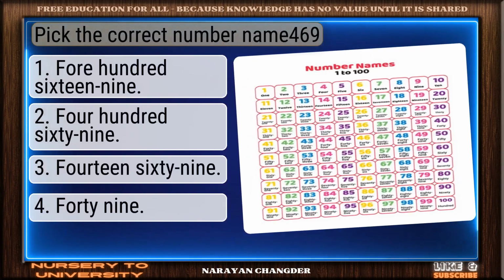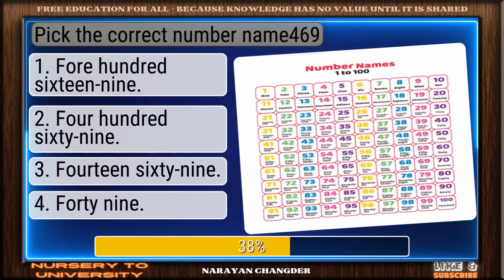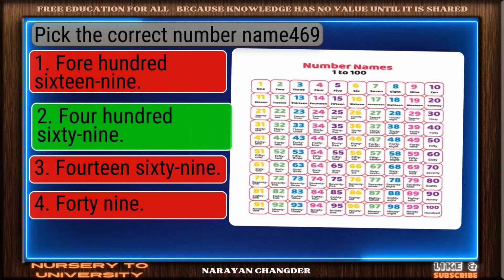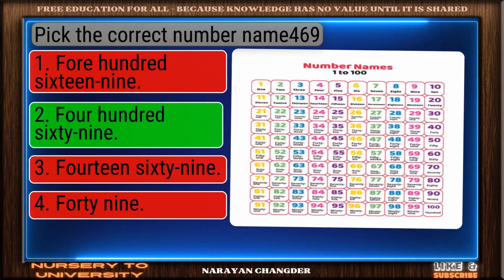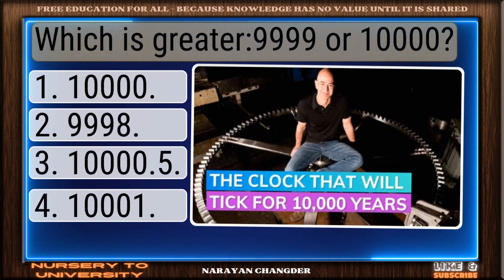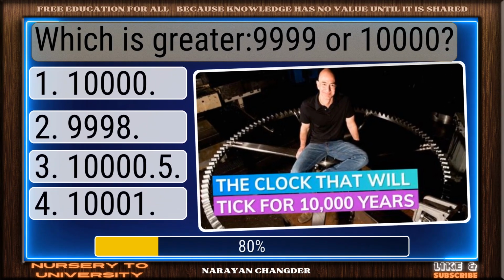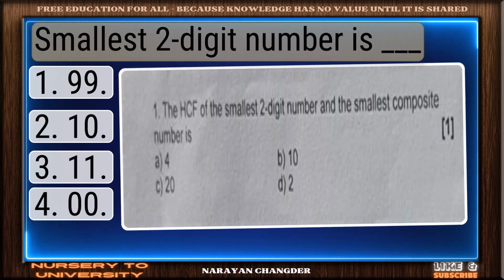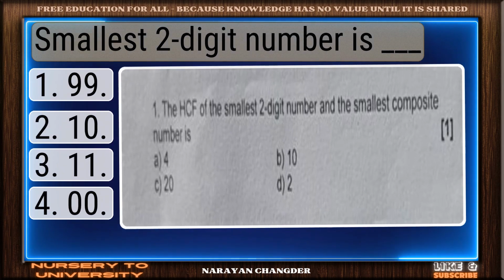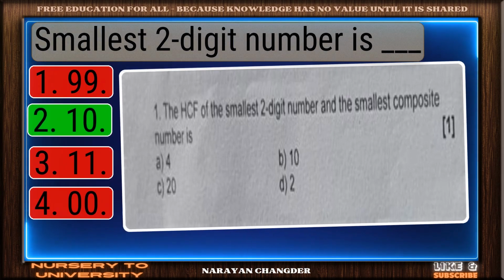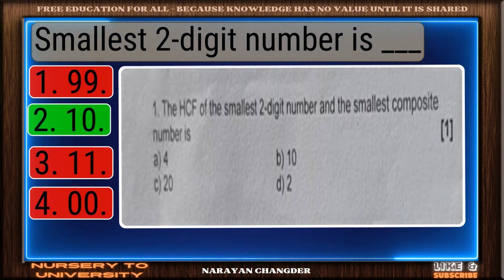Pick the correct number name for 69. Correct response. 469 is the most accurate answer. Which is greater, 9999 or 100? Great thinking. 100 is the right choice. Smallest 2-digit number is dash. Excellent. 10 is a brilliant choice.